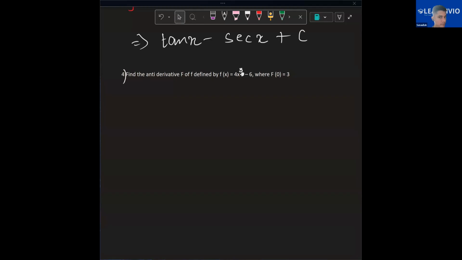Okay. Now, x power 4 minus 6x plus c. Same answer. x power 4 minus 6x plus 3. Okay, good.